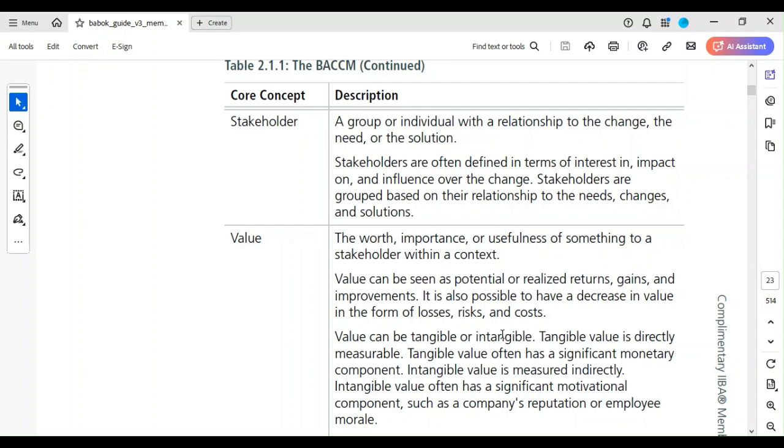I would always say that stakeholders are those that are directly or indirectly impacted by change. Some of them have a say, some have minimal say, some you just have to inform, some you just have to consult. But here they're telling you a stakeholder is either a group or individual with a relationship, one way or the other, to the change you are about to bring in, to the need that exists, and to the solution.